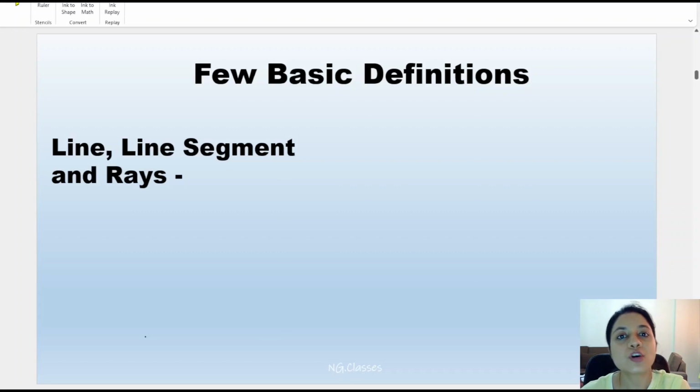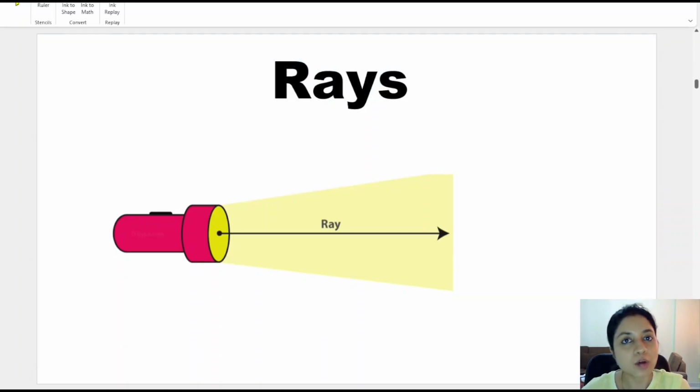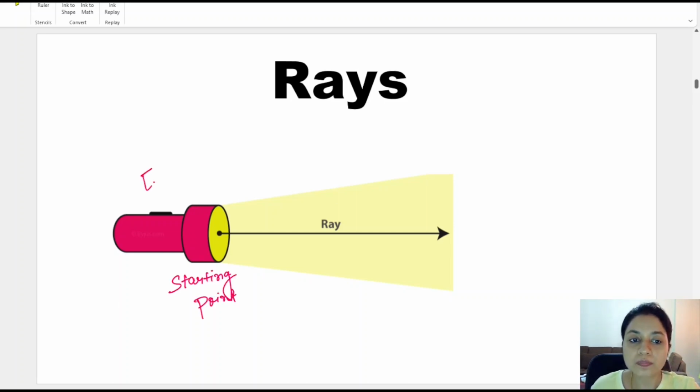Now let's see what's ray. As we know, in real life, ray means a ray of light. Here we are talking about the same ray. Can you see the ray? Here we are having one starting point, which is also known as end point. Why it's called end point? Because here we are having a fixed point, and it is going indefinitely in other direction.